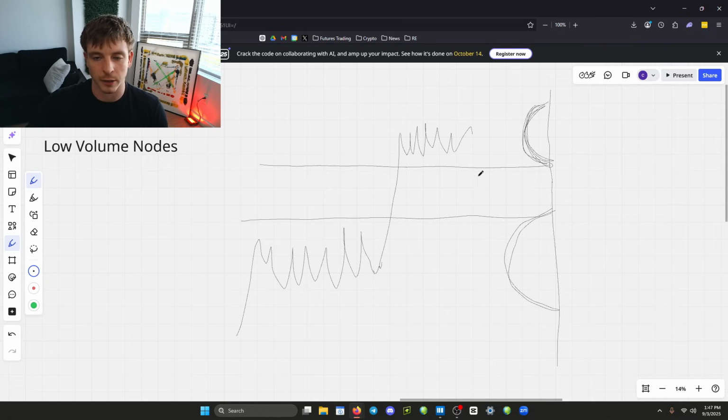But the whole moral of the story of how we're going to use this level to play off of is we are first going to look to take it long, in this case, for a continuation setup where buyers come in here and defend price right here. Or what can happen is if this level were to break, this can possibly serve as a place for sellers to reload and continue down to the bottom of the previous fair value.